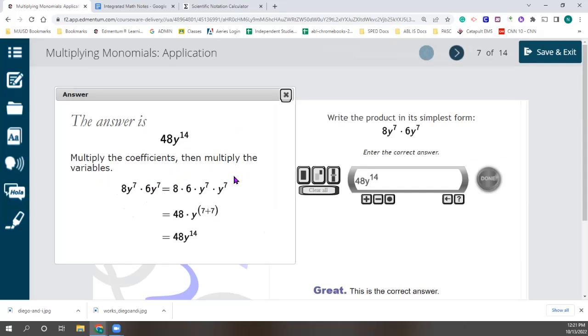Multiply the coefficients, then multiply the variables. So the coefficients are 8 and 6. We multiply the coefficients to get 48. Then multiply the variables. y to the 7th multiplied by y to the 7th. We follow the exponent rule, and 7 plus 7 equals 14. Simplest form. That's as far as we can go without knowing what y is or more information.